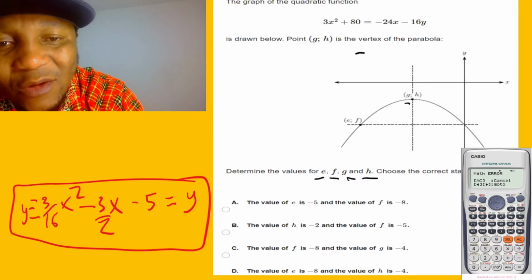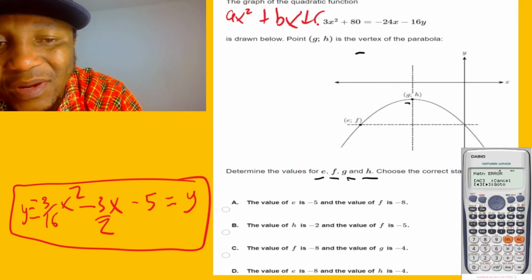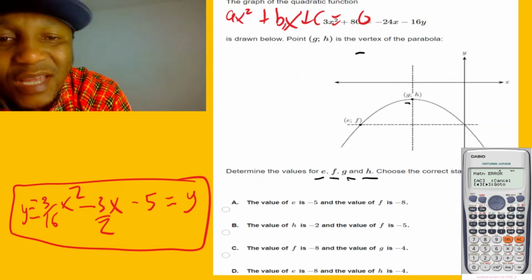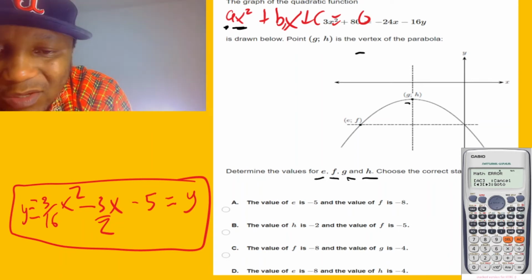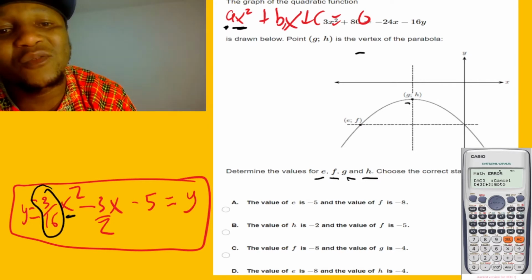So we say the quadratic equation is ax squared plus bx plus c equal to 0, like standard form. For that case, the coefficient before x squared is going to be a. So what is a? a equals -3/16.